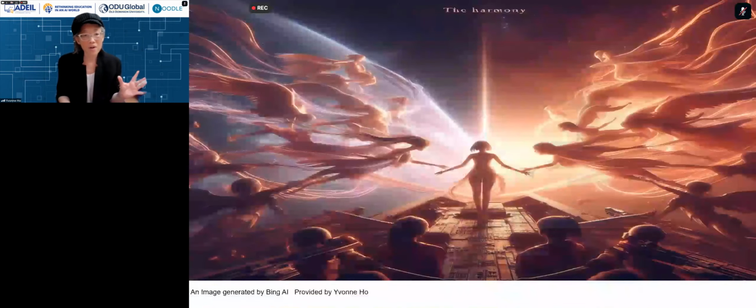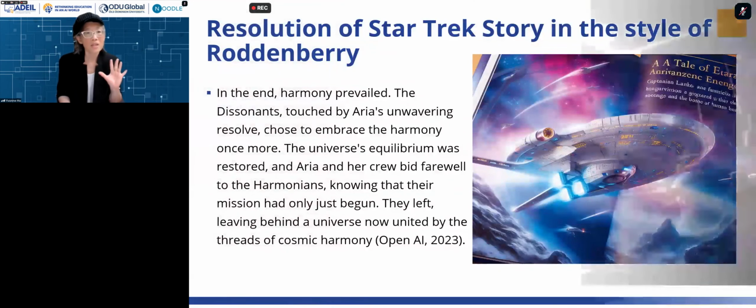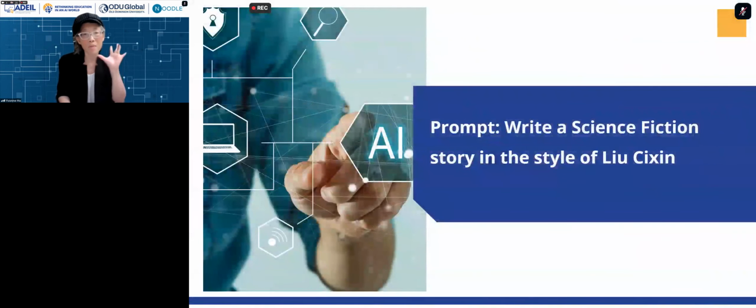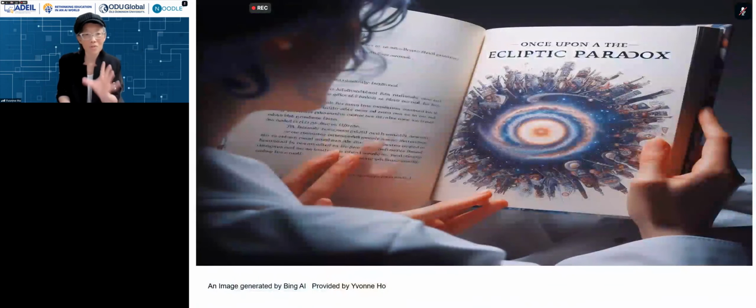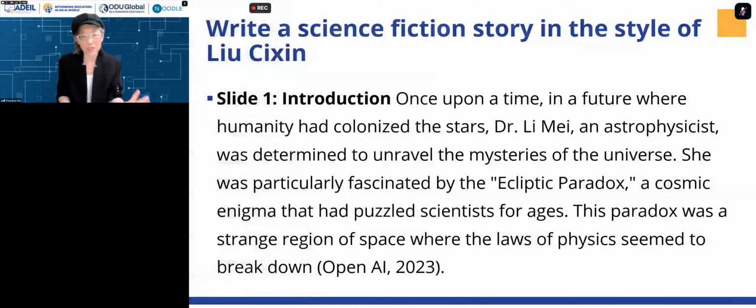And so in the very end, of course, everybody makes up, and so you can see that ChatGPT is very capable of writing an American science fiction story. Now, it can also write a Chinese science fiction story in the style of Liu Shiqin. Well, Liu Shiqin, he's kind of like the Gene Roddenberry of China, because he wrote the Three-Body Problem. And so here, ChatGPT wrote another science fiction story.